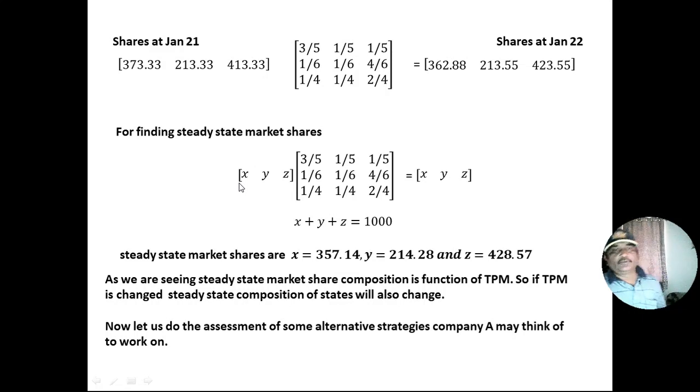So what you will be asked is, what will be the steady state market share? What you will have to do for that is take certain variables. X is the market share of A, Y is the market share of B, and Z is the market share of C. You can take it as x1, x2, x3. Now taken them as x, y, z, multiplied by the transition probability matrix will give you the same market shares, X, Y, and Z, market shares of company A, B, and C respectively.